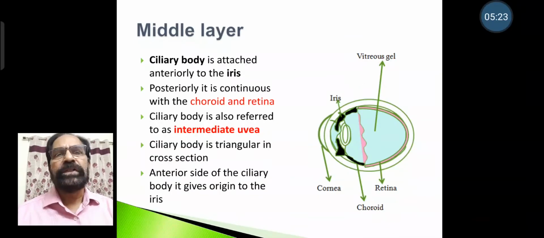Middle layer, continuing. Ciliary body is attached anteriorly to the iris, and posteriorly it is continuous with choroid and the retina, as you can see in the picture. Ciliary body is referred to as intermediate uvea. Ciliary body is triangular in cross section. The anterior side of ciliary body gives origin to the iris.